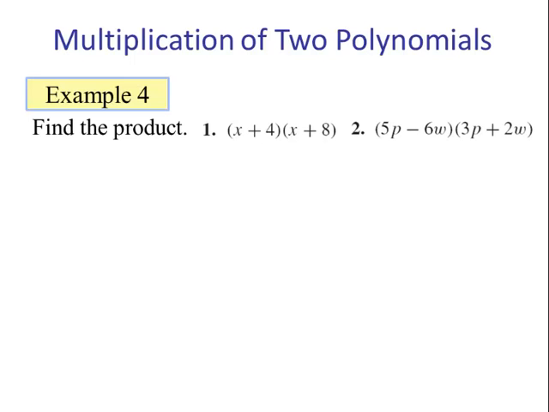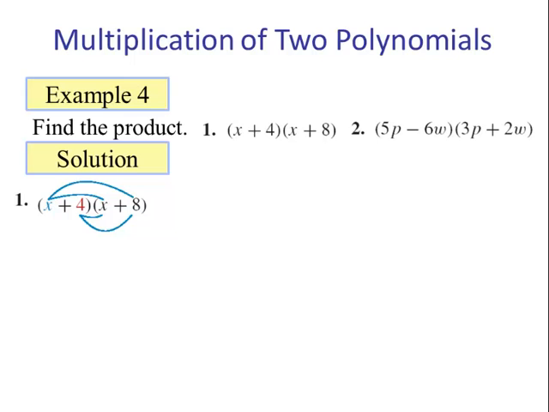Example 4. Find the product: the quantity x plus 4 times x plus 8. Number 2: 5p minus 6w times the quantity 3p plus 2w. Solution. So for the first one, we're going to take x times x plus x times 8. Then 4 times x plus 4 times 8.